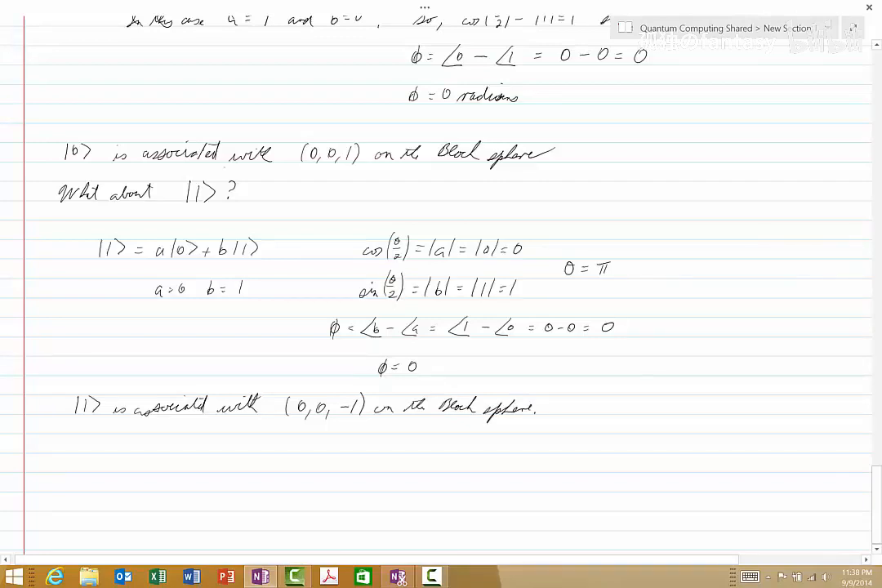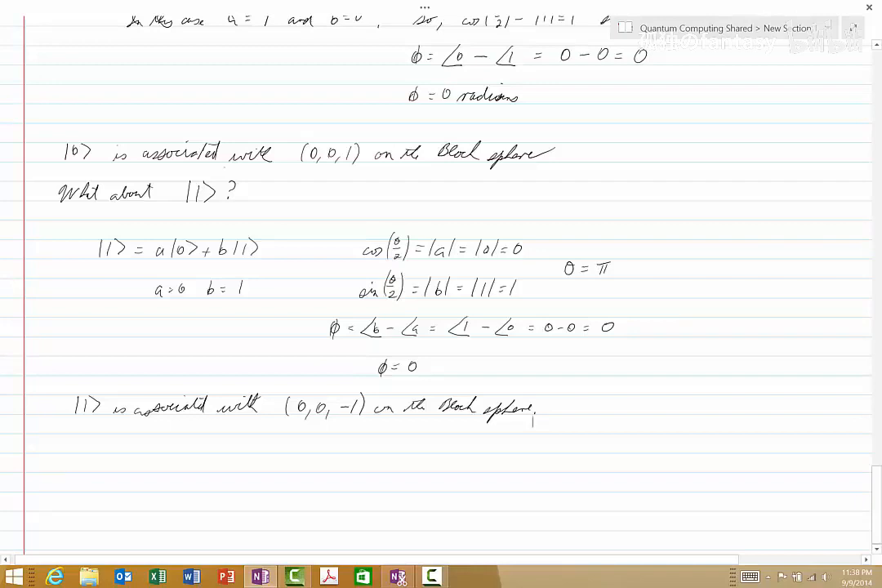So, interestingly, the ket 0 is associated with a point on the very top of the Bloch sphere, and the ket 1 is associated with a point on the very bottom of the Bloch sphere. And of course, we know that 0 and 1 are orthogonal to each other.